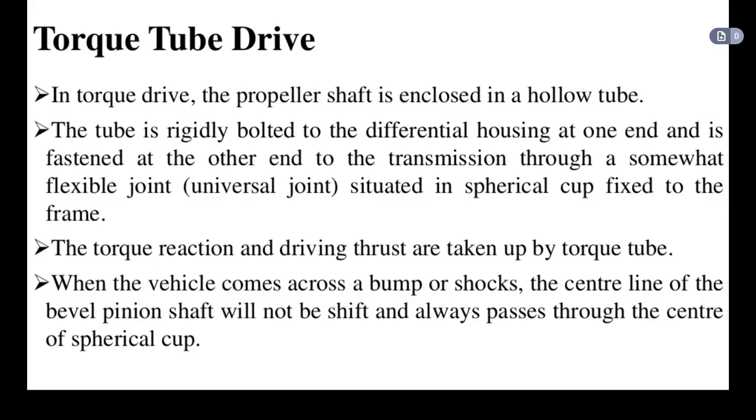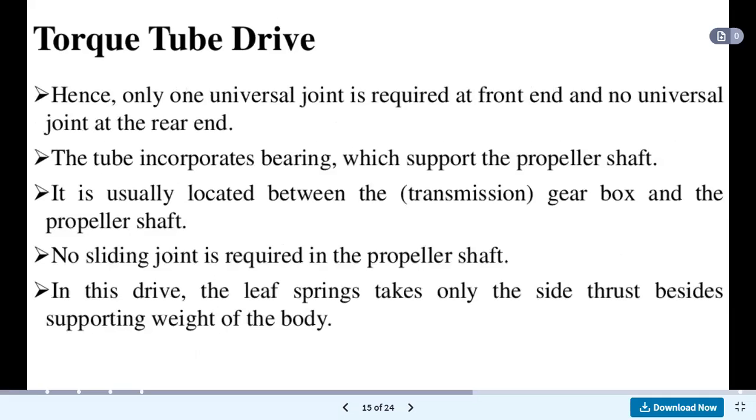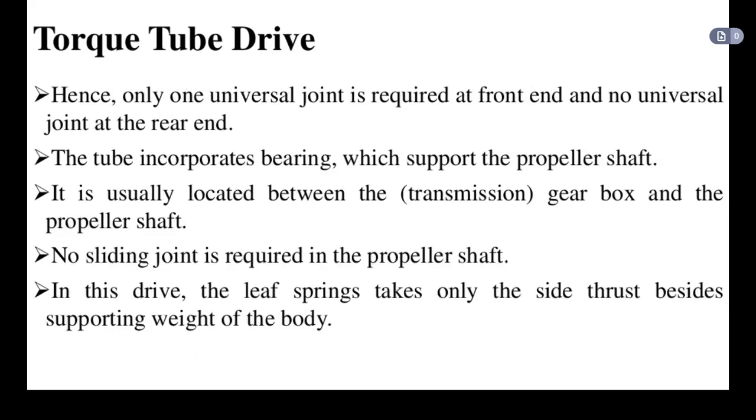When the vehicle comes across a bump or shock, the center line of the bevel pinion shaft will not be shifted and always passes through the center of the spherical cup. Hence only one universal joint is required at the front end and no universal joint at the rear end in this torque tube drive. The tube incorporates bearings which support the propeller shaft. It is usually located between the transmission gearbox and the propeller shaft. No sliding joint is required in the propeller shaft. In this drive, the leaf springs take only the side thrust besides supporting the weight of the body.